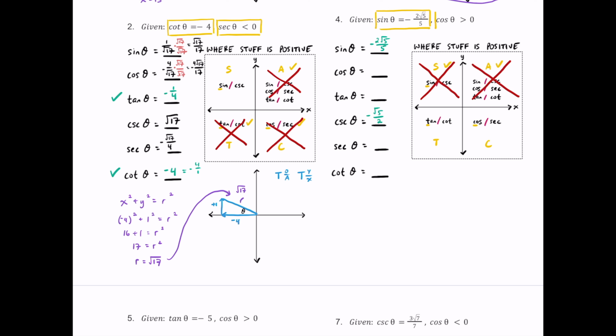Now, using the second bit of information that we're told, which is that cosine of theta is greater than 0, that means cosine's ratio has to be positive.